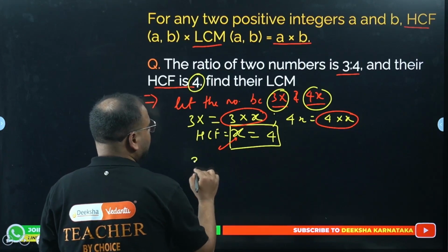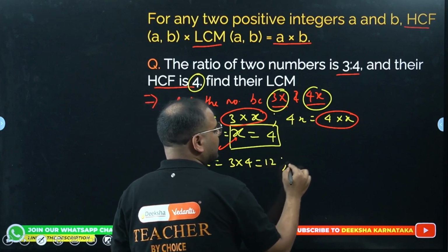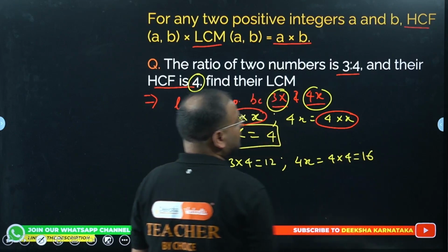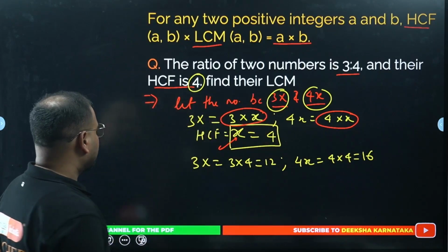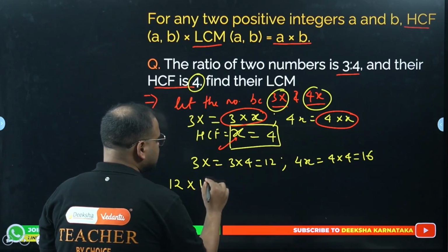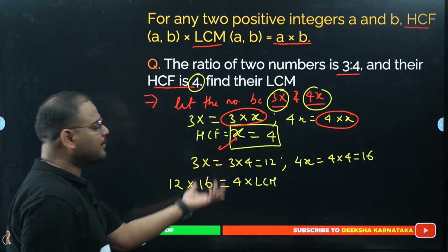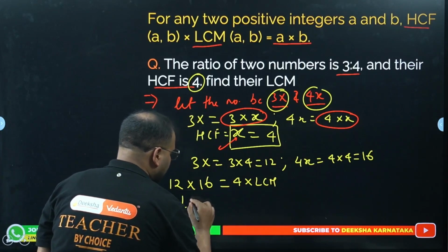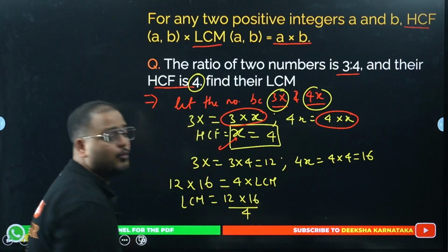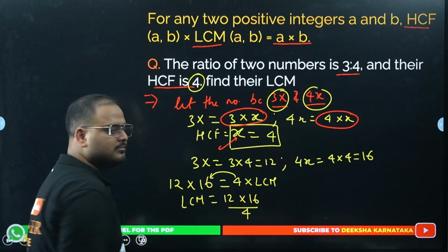So my numbers are 3x, which is 3 times 4, equal to 12, and the second number 4x is 4 times 4, equal to 16. What are they asking? Find their LCM. Can we do it? Product of the numbers: 12 times 16 equals HCF 4 times LCM. Keep LCM on this side, bring 4 to the other side. What do we get? LCM equals 12 times 16 by 4. It's a product here; if I move it to the other side, it becomes division.